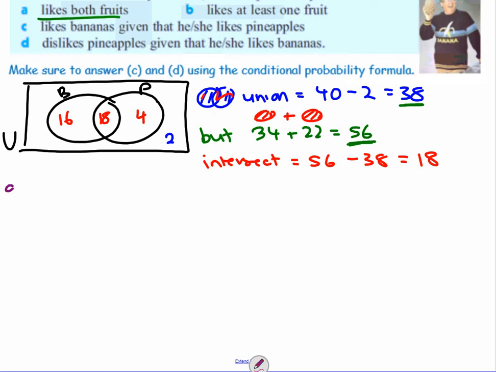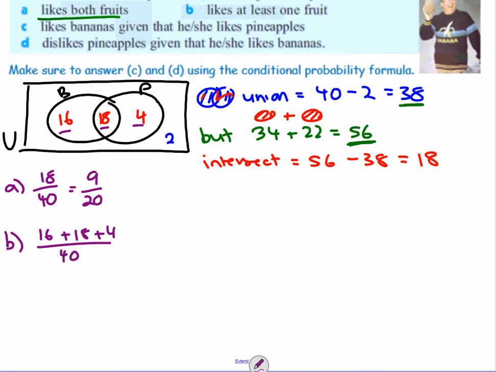So A, probability that they like both fruits. As you know, it's just 18 over 40 in total. That simplifies to 9 over 20, because we can divide the top and bottom by 2. B, likes at least one fruit, means that, and that. So they can like one fruit or 2 fruits. So 16 plus 18 plus 4, we know already that that's meant to add up to 38, but I'm going to show it anyway, equals 38 over 40, which equals 19 over 20. That's A and B.